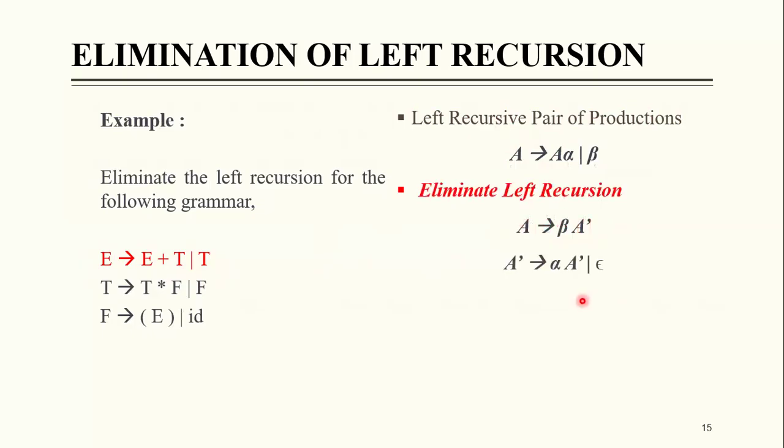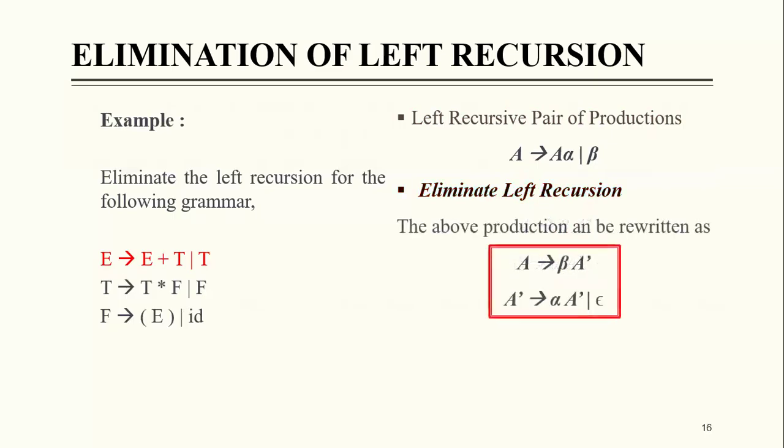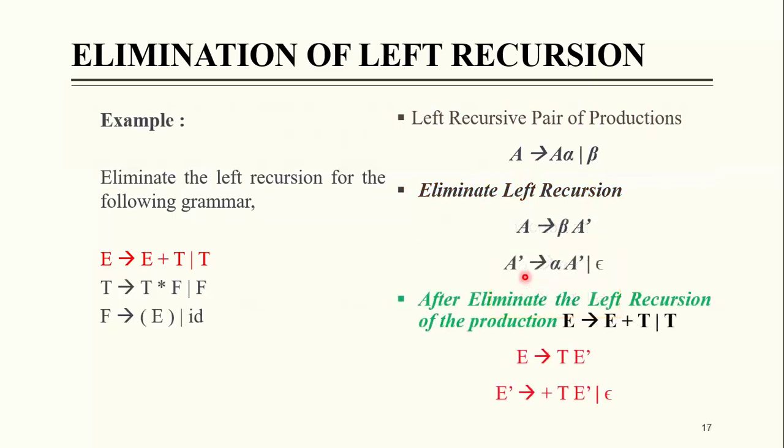How do we eliminate the left recursion? We need to rewrite the production in the form of A derives beta A dash, and A dash derives alpha A dash or epsilon. So here we are eliminating the left recursion for the first production, that is E derives E plus T or T. The first form will be A derives beta A dash. So here A is E. So E derives, in place of beta we have T, and in place of A dash we have E dash.